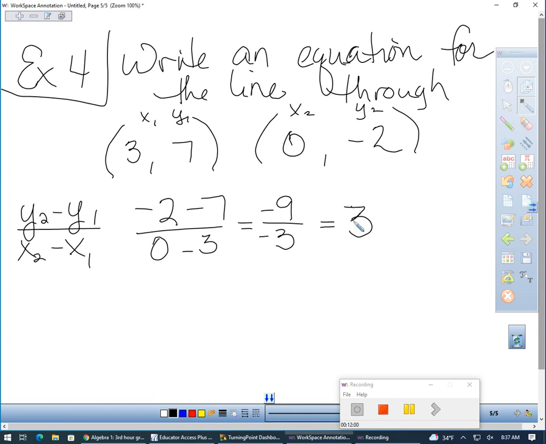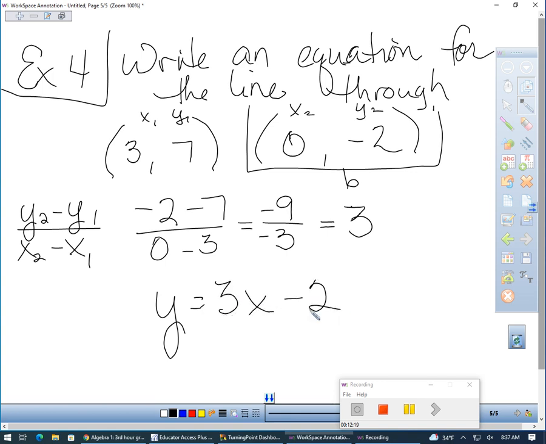We need the b. Well, is one of those points up there where it crosses the y-axis? Yes. So this is the b value, right? All right, so we have y equals 3x minus 2. Good. 3x minus 2. All right. We're good so far?